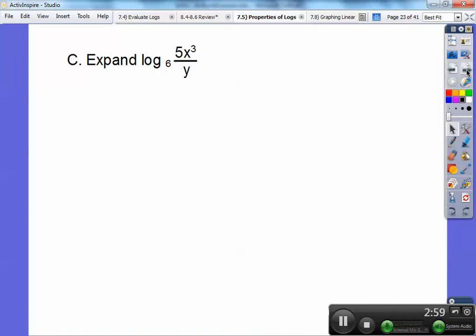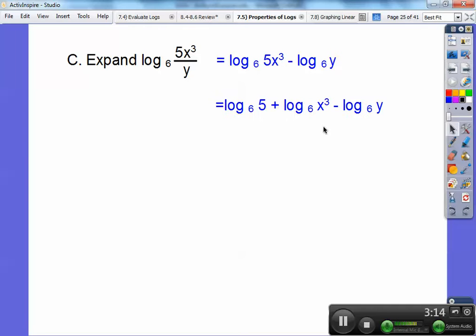Okay, so now let's take this expression and expand it. What I'm going to do first is the subtraction because you have a fraction. And then I'm going to simplify this. This is 5 times x cubed, so I'm going to separate the 5 times x cubed as two different logarithms with an addition sign. Remember, you can separate them if they're being multiplied right there. And the last thing I'm going to do is float this exponent out in front, and so you get that as an answer.